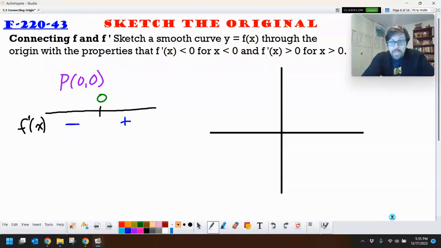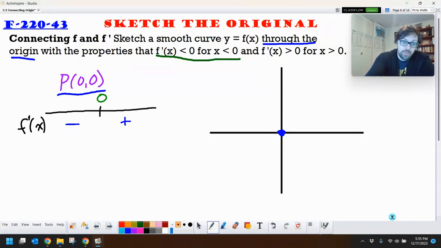In this example, we want to draw the graph of the original function, and they've told us a couple things. It goes through the origin, so we have this point of 0, 0. So we've got a point right there. Then it says that the first derivative is negative when x is negative. So we should have a decreasing function on one side of the origin, and then we should have a positive derivative when x is greater than 0. So we should have an increasing function right here.